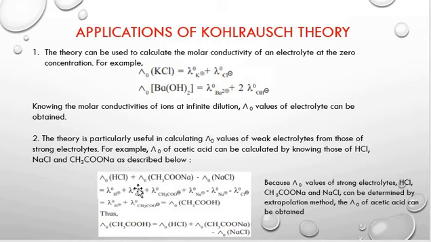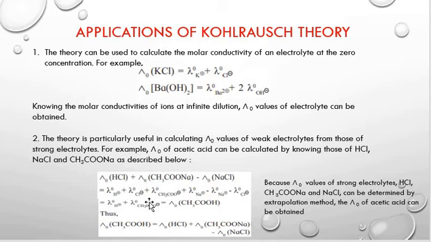The theory is practically useful for calculating the lambda naught value for a weak electrolyte from those of strong electrolytes. For example, lambda naught of acetic acid can be calculated by knowing the values for HCl, NaCl and sodium acetate. How? We will take the lambda naught values of H and Cl, since it is strong, we will get them easily. We will take the lambda naught values of acetate ion and sodium ion from the salt sodium acetate, and subtract the lambda naught value of NaCl.